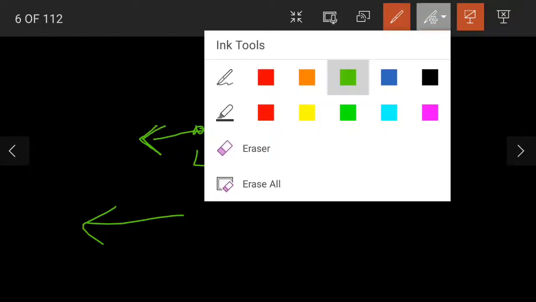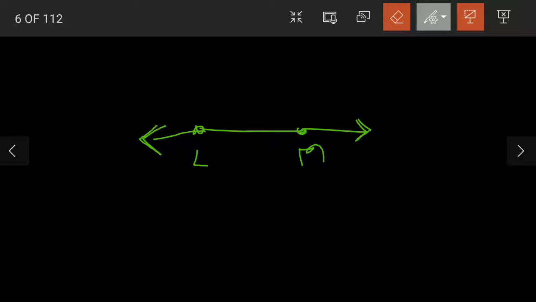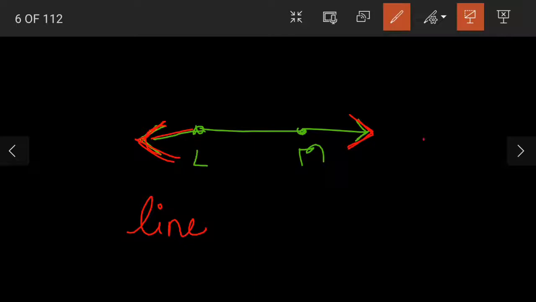Okay, children. So when we have something like this, the line has no endpoints. On both sides it has arrow marks. That means we can extend the line indefinitely on both sides. Yes or no, children? We can extend it indefinitely. There is no limit for the extension on both sides. Hence it will be called a line.